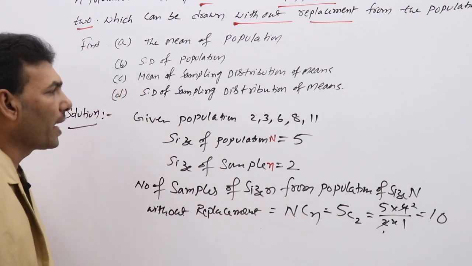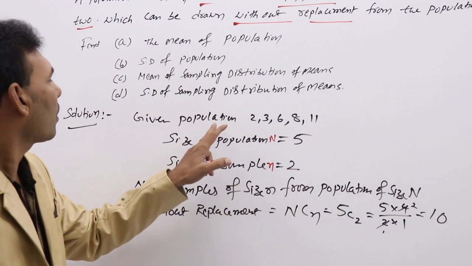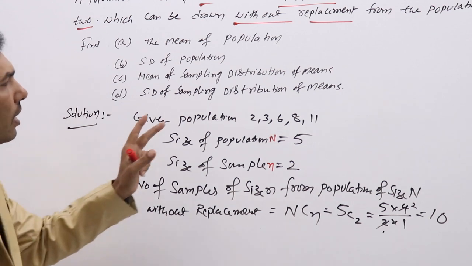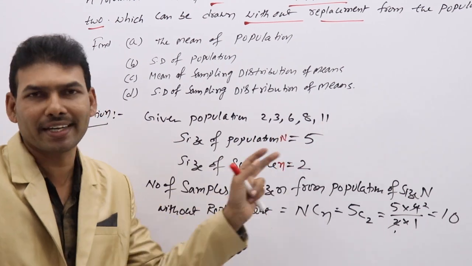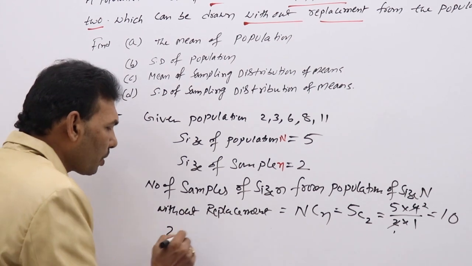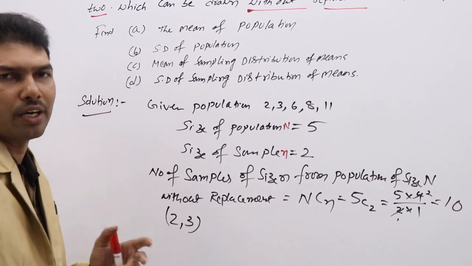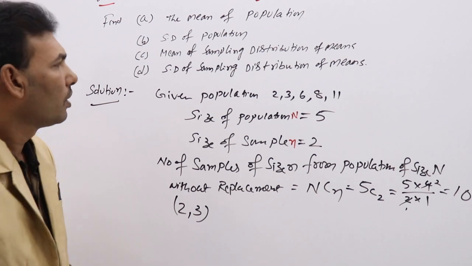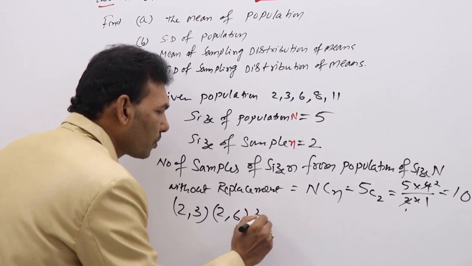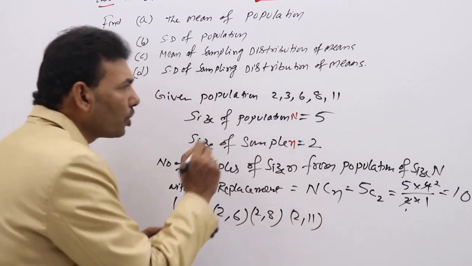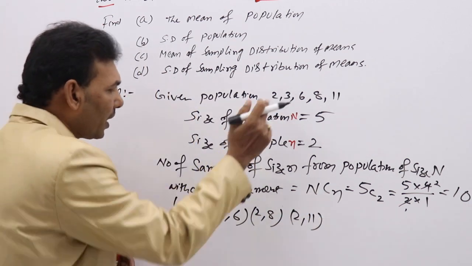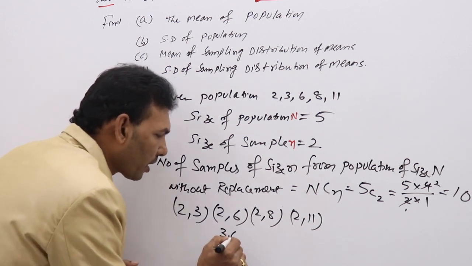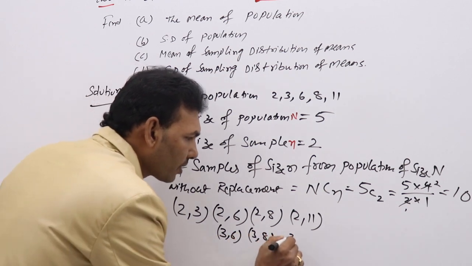So now we are going to get 10 samples of size 2 from this population. What are the 10 samples? We need to pair with 2 first, next 3, next 6, next 8, next 11. Without replacement means the sample which you have written, don't write that one again. What I am saying is, you have written 2 3, don't write 3 2. Next 2 6, 2 8, 2 11. With 2 you can pair all. But while coming to 3, you cannot write 3 2 without replacement. That means from here you will write 3 6, 3 8, 3 11.